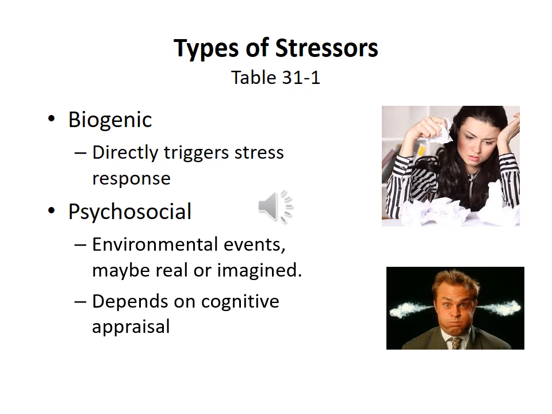Two types of stressors, table 31.1, are biogenic. Those are things that will affect us directly. So examples, caffeine, nicotine, temperatures, outside things that trigger stress responses. How do we handle those? Psychosocial are our environmental needs that are out there. Anything else that comes at us is a psychosocial stressor.